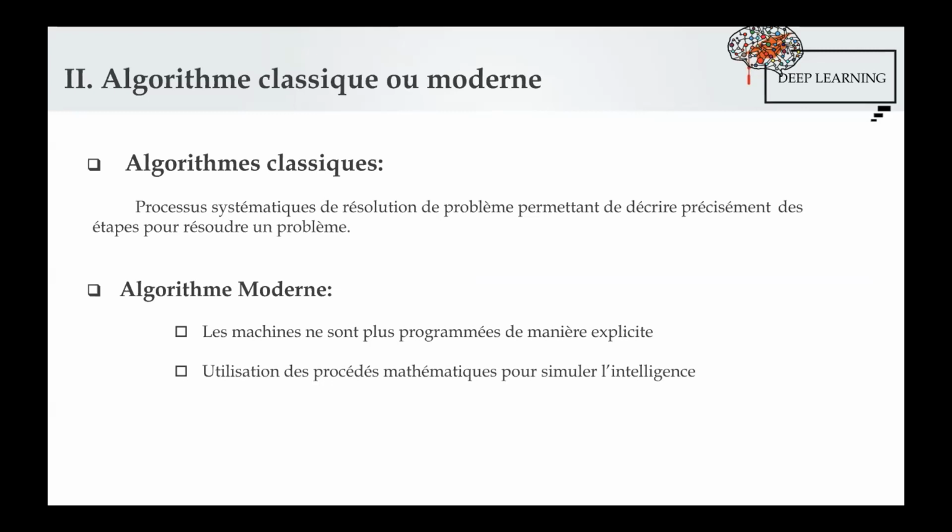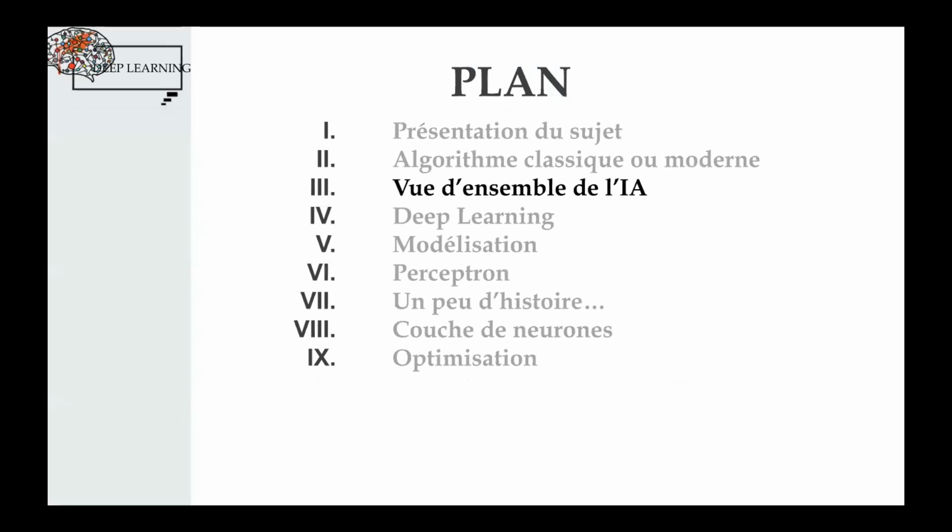C'est quoi les algorithmes modernes? Parce qu'on sait que les algorithmes classiques ont des limites. Quand tu es dans un espace grand, il y a une infinité de combinaisons et tu ne peux pas toutes les gérer. C'est là qu'interviennent les algorithmes modernes. Les machines ne sont plus programmées de manière explicite. On utilise des procédés mathématiques et statistiques pour simuler l'intelligence. Par exemple, les algorithmes évolutionnaires, les algorithmes génétiques, les algorithmes d'IA comme le machine learning, le deep learning, tout ça. On va se focaliser sur les algorithmes modernes, sur l'IA.